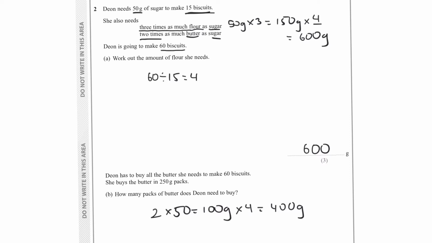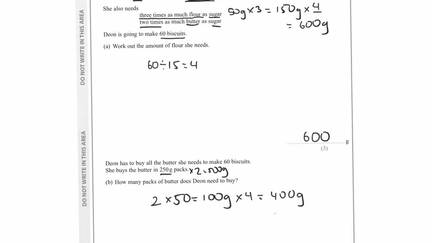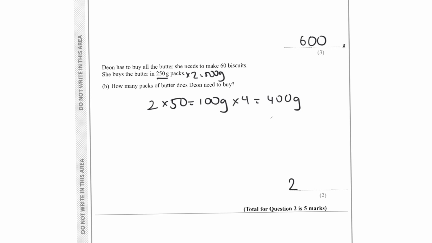So she needs 400 grams, but if each pack is 250, then essentially she would actually need 500 grams of butter. The reason why is because if she has 2 packs, that's 500 grams. So even though it's more than what she needs, it's better for her to have that surplus and have that extra than to not have enough at all. So overall, she would need 2 packs because 1 pack would not be sufficient.